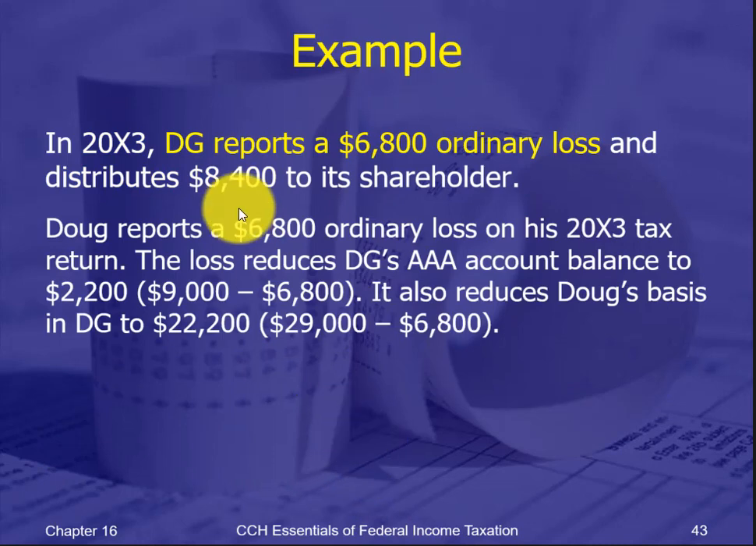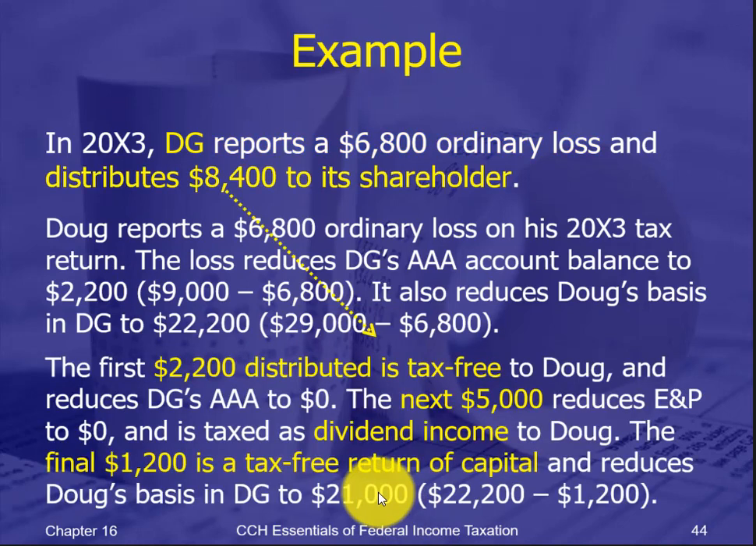We go on to the next year. The ordinary loss reduces the AAA down to 2,200 and his basis by 6,800 down to 22,200. The distribution of 2,200 up to the amount of the AAA is tax-free. The next 5,000 reduces earnings and profits. Remember, we had earnings and profits from back when we were a C corporation, and that's dividends. And then the rest is a tax-free return of capital and reduces the basis down to 21,000. So it's a return of money you already put in, is how it's treated.